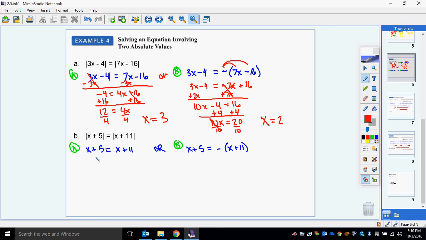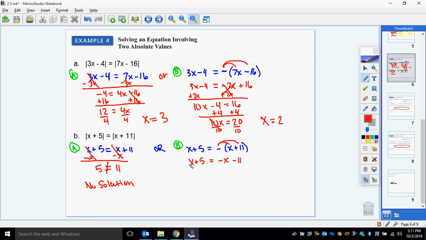So when you go to solve this and you're trying to combine like terms and you subtract x on both sides, these x's cancel, but these x's also cancel. So you're left with 5 equals 11, which is not true. So this is going to not give you a solution. Okay, so the positive version won't give you a solution, but let's see if the negative version will. So we need to distribute our negative, making this negative x minus 11 and x plus 5 on the left side.